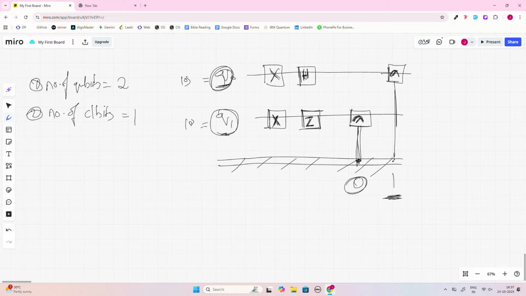Understood the diagram, everyone? Did you get the circuit? Did you understand how the measurement is being done?